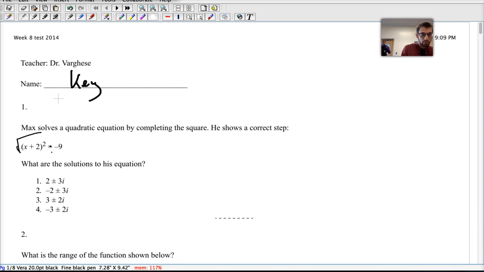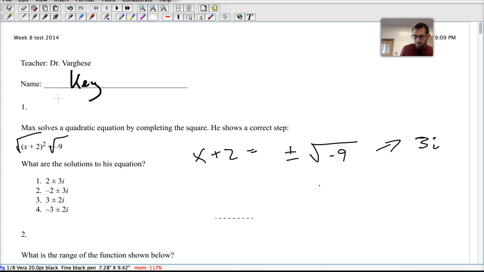So I'm going to square root both sides of the equation, and that'll get me x plus 2 equals the positive and negative square root of negative 9. So I know that the square root of negative 9 is going to be 3i. So I can rewrite this as x plus 2 equals the positive and negative 3i. So now I just subtract 2 from both sides, and x is going to be equal to negative 2 plus or minus 3i. So that is going to be answer choice 2.